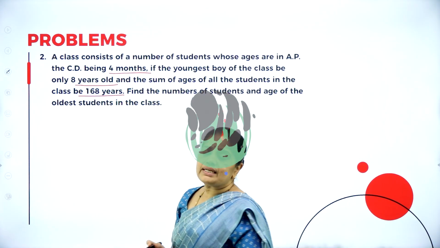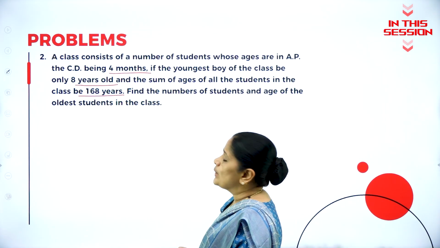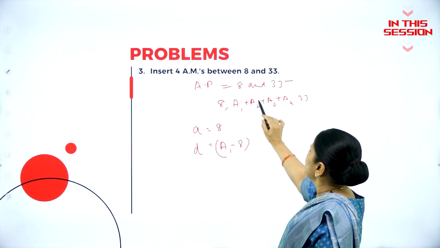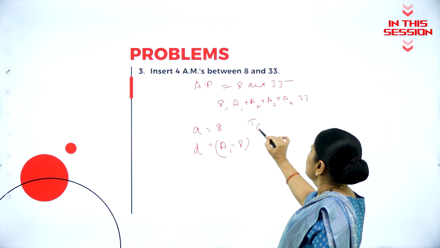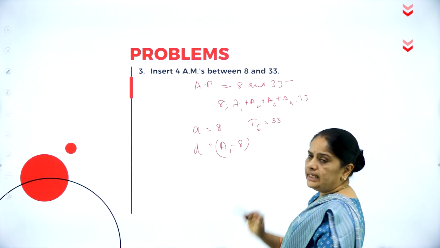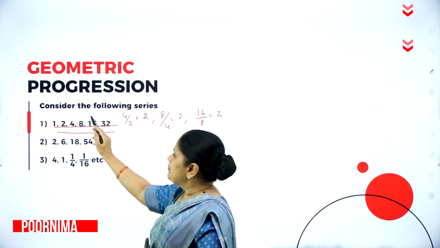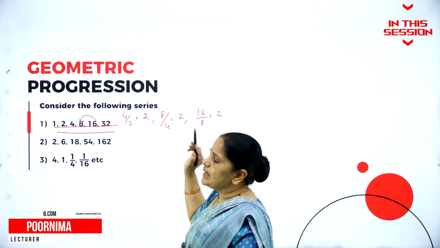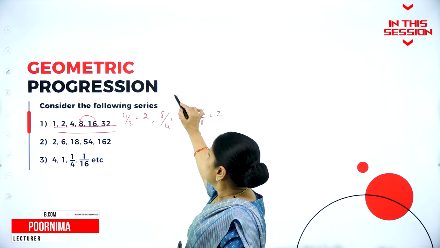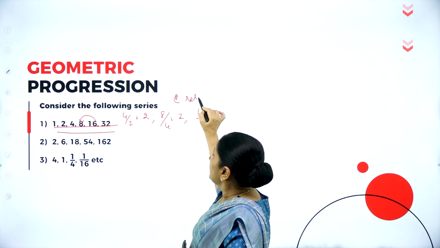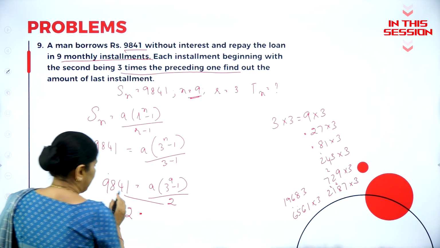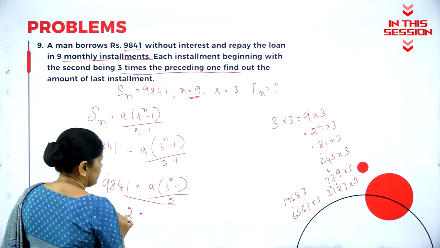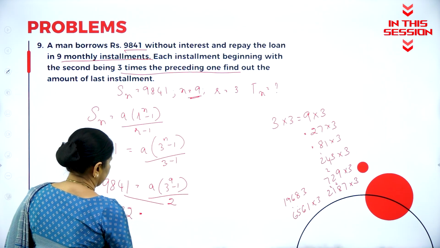Find the number of students and the age of the oldest student in the class. Now we have the sixth term, 1, 2, 3, 4, 5, 6. T6 equals 33. So any number divided by the previous number, we get the same constant, that we call the common ratio. When I multiply this 9841 by 2, I get 19682.